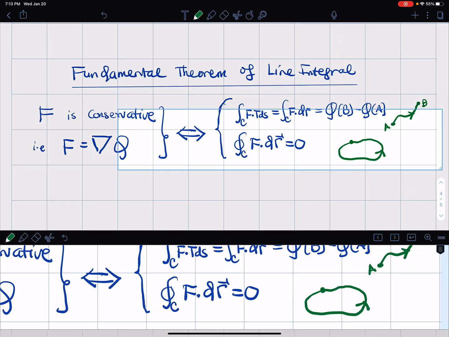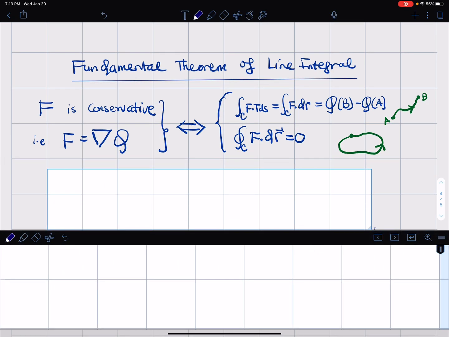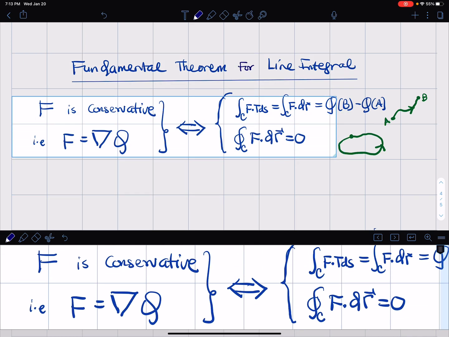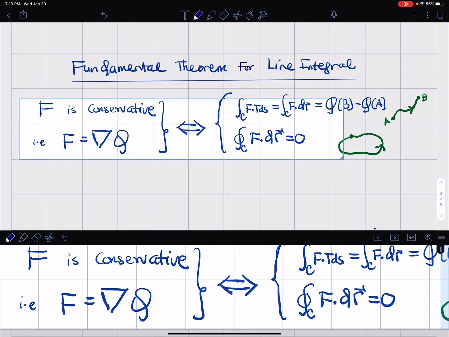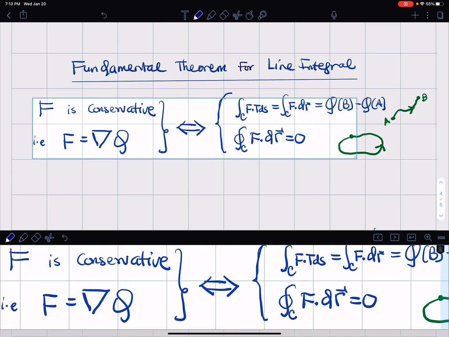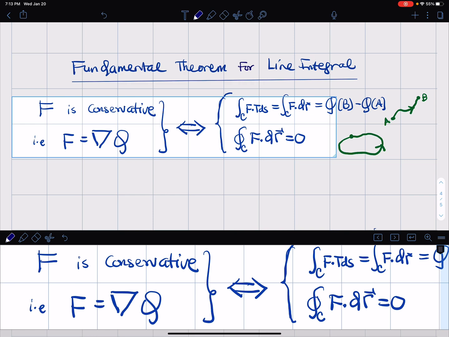I would like to continue with the fundamental theorem of line integrals. We introduced it in the last section, where I actually called it the fundamental theorem for line integrals. It doesn't matter. It's still the same section. So let's do some examples. But before we do the example, let me explain what the fundamental theorem for line integrals is again.